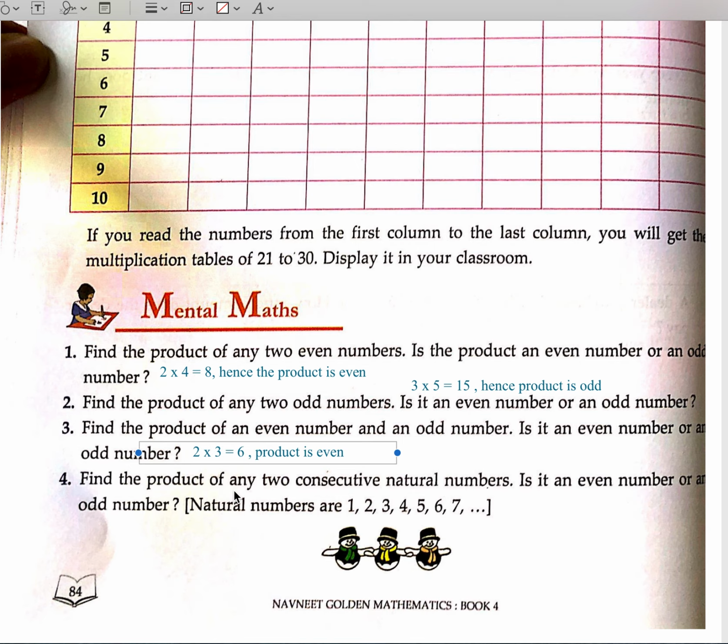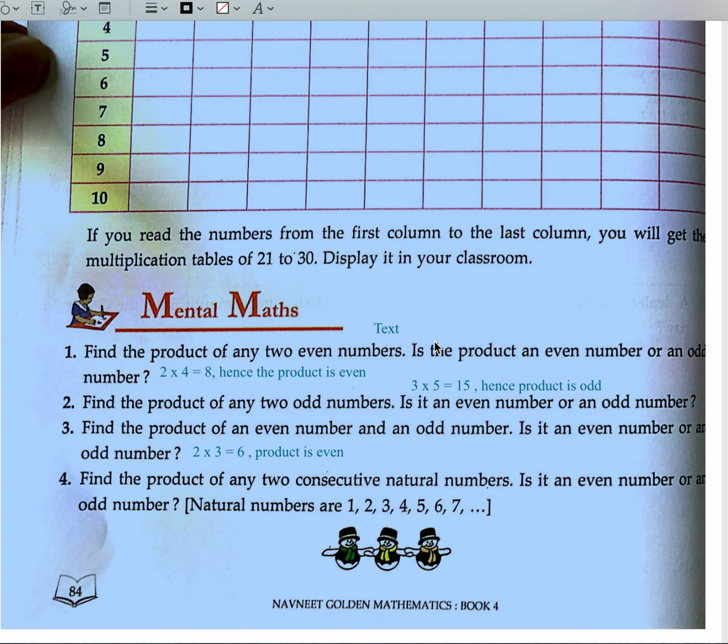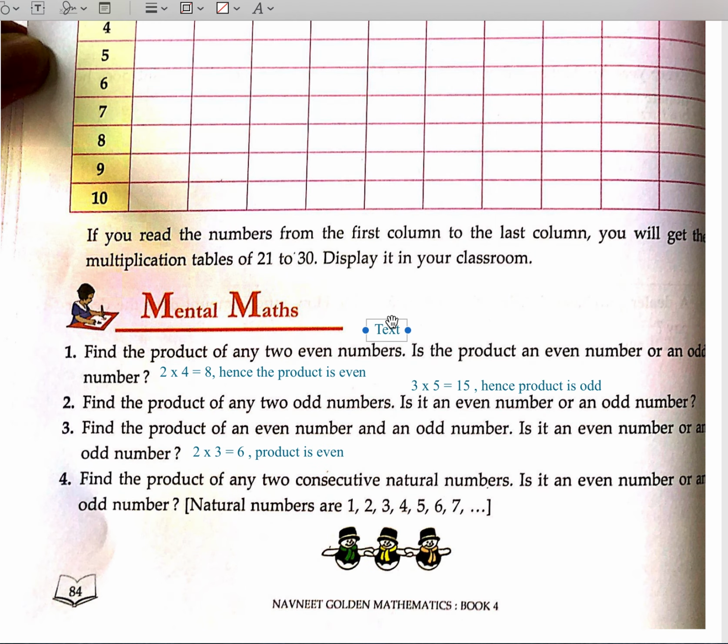Now find the product of any two consecutive numbers. Any two consecutive numbers like 1, 2, 3, 4. So let's take 3 and 4. 3 into 4 is equal to 12. Now also we see the product is even. So here too the product is even.